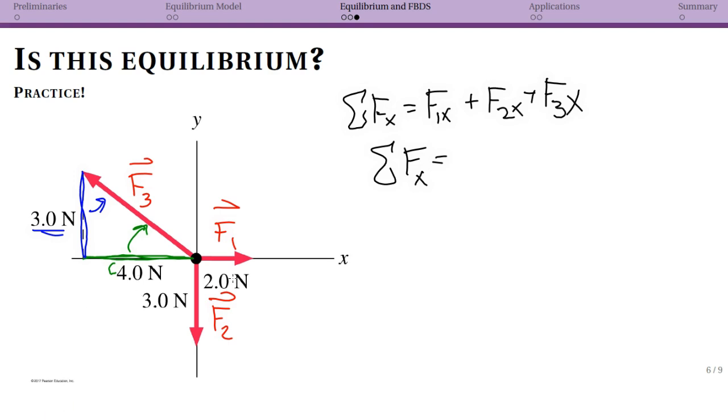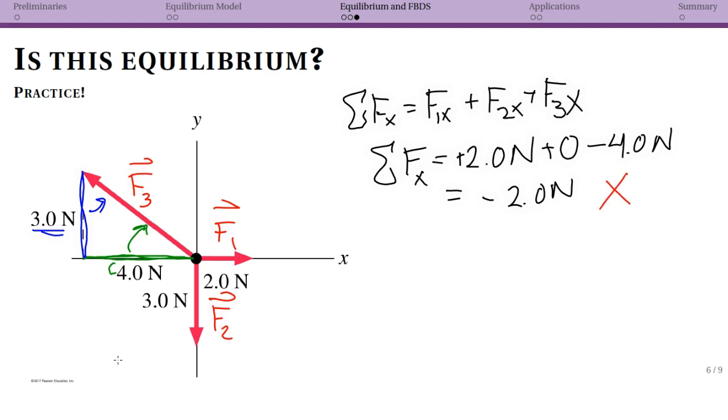So the x component of F1 is positive 2 newtons. The x component of F2 is 0. The x component of F3 is negative 4 newtons. In this case, I hadn't worried about the signs up here, so I need to worry about the signs down here. So this is minus 4 newtons. Well, you immediately see that this is equal to negative 2 newtons, so therefore this can't be an equilibrium.